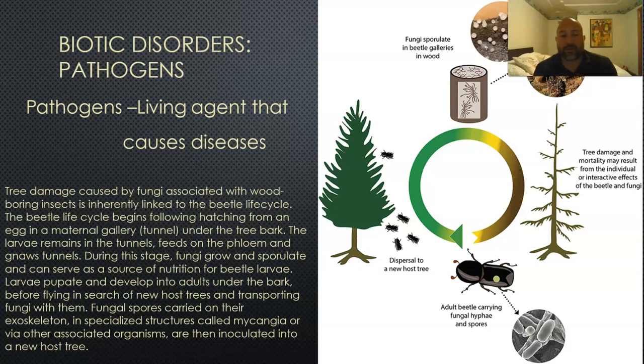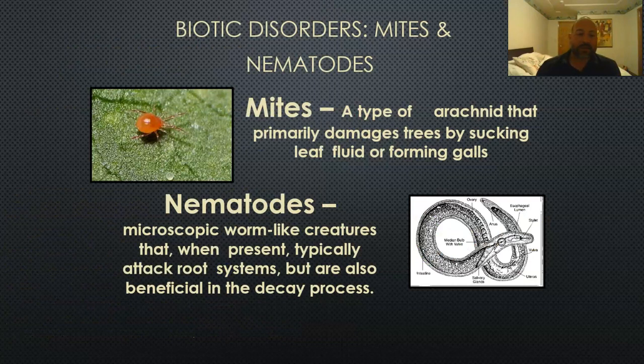Maybe one of those two things, the tree could have compartmentalized and survived, but having both the insect damage happening and the fungi spreading throughout the tree really makes it so that the tree can't survive and can't compartmentalize quickly enough and fast enough to avoid the problem. And that's the idea of both the pathogen and the vector and the biotic disorder, of how it all works together.